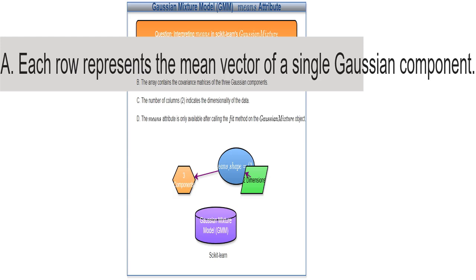Remember, each row represents the mean, the center, for one of your Gaussian distributions.